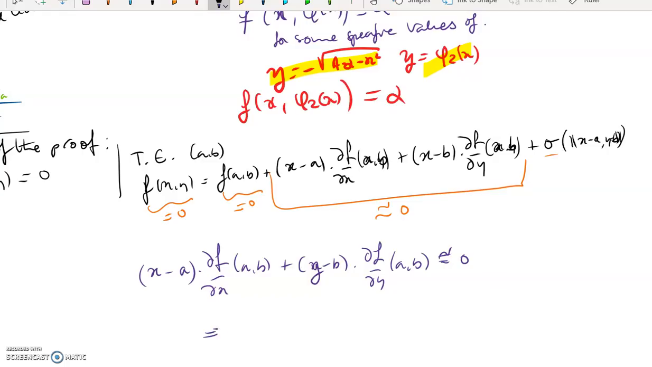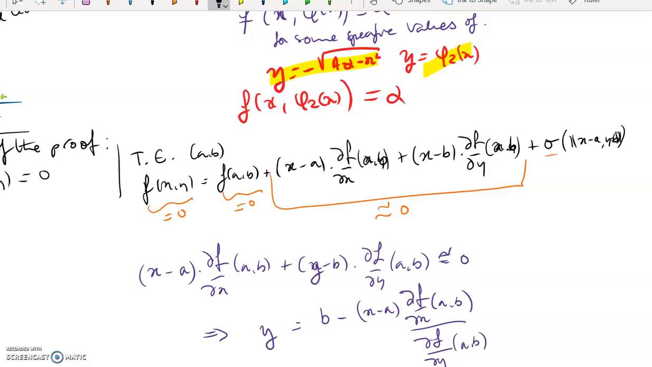We get that the y, as I remind you, I'm looking for y as a function of x, is going to be given by, well, I'm just solving this equation with respect to y, so I get b minus x minus a times df over dx at point AB, and I should divide that by df over dy at point AB.